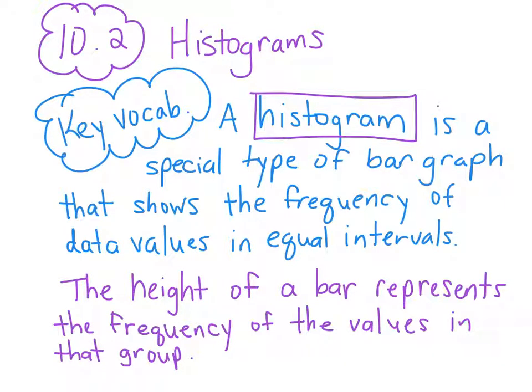In 10.2, we're talking about something called histograms, and one thing you'll notice when we start working on histograms is that they are a special type of bar graph, and this particular type of bar graph shows the frequency of data values in equal intervals. So we've done frequency tables. It's going to be kind of similar to grouping things in frequency tables, but we're going to do bar graph style. And the height of a bar in a histogram is going to represent the frequency of the values in that group. And again, as we get going here, you'll see what that looks like.